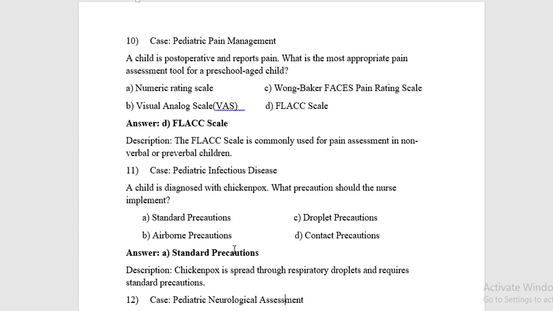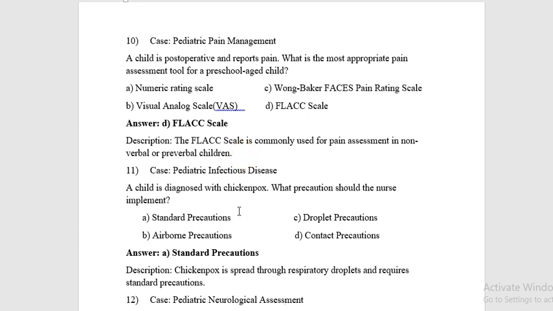Choice A, numeric rating scale. Choice B, visual analog scale. Choice C, Wong-Baker FACES pain rating scale. Choice D, FLACC scale. Choice D is the best answer. The FLACC scale is commonly used for pain assessment in non-verbal or pre-verbal children.